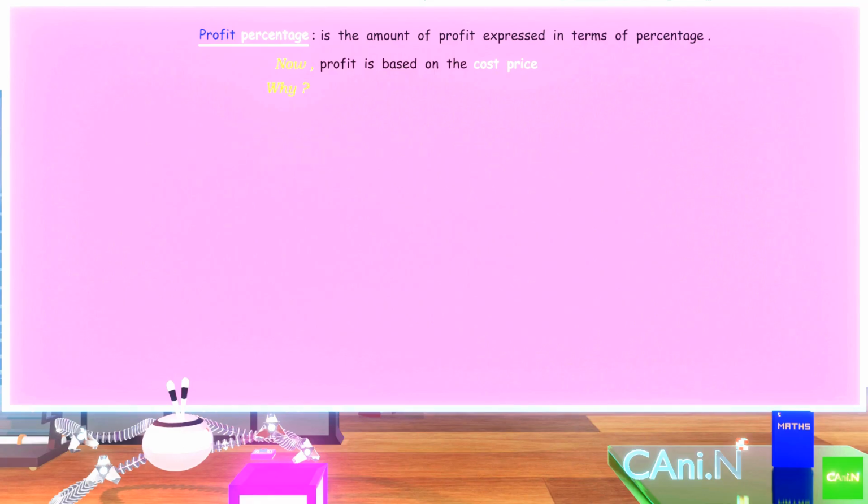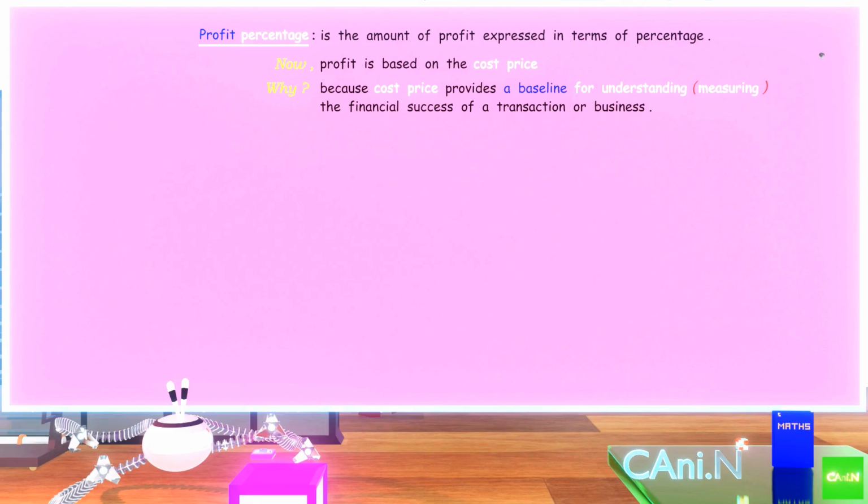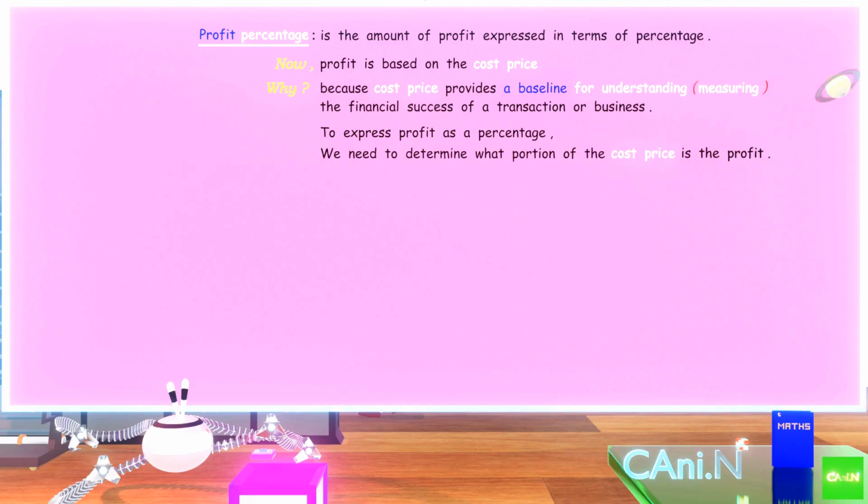Why is this so? Because cost price provides a baseline for understanding or measuring the financial success of a transaction or business. To express profit as a percentage, we need to determine what portion of the cost price is the profit. We have profit equals selling price minus cost price, and profit percent equals profit by cost price into 100.